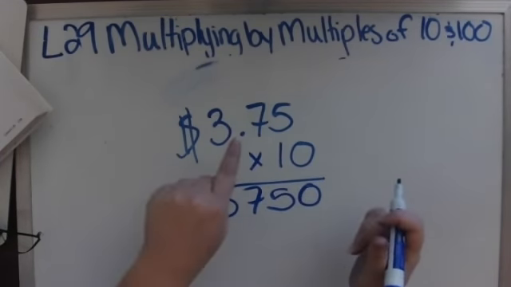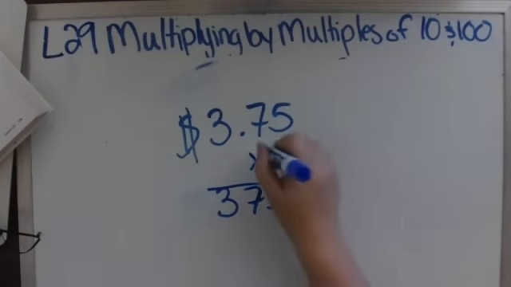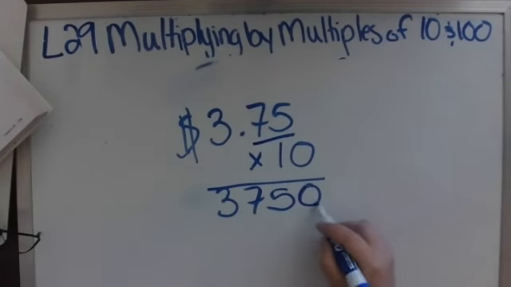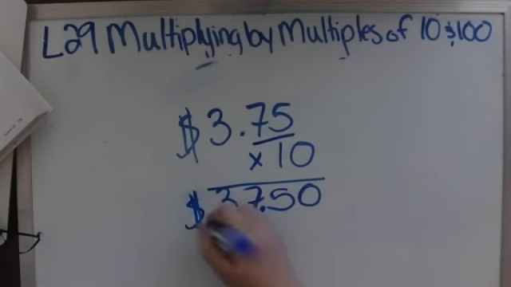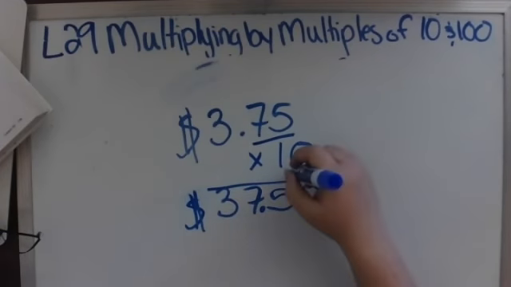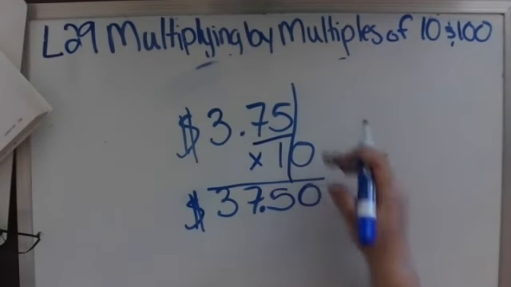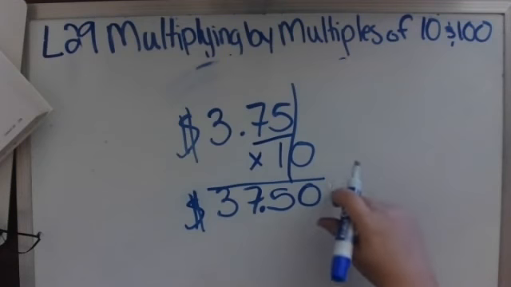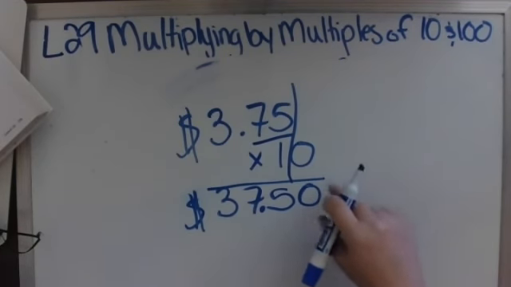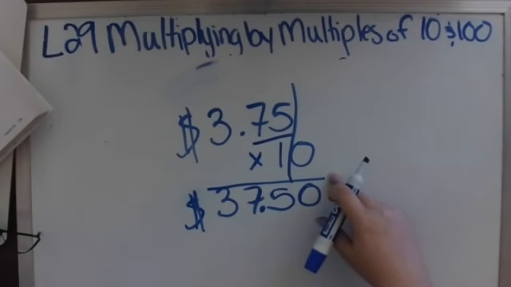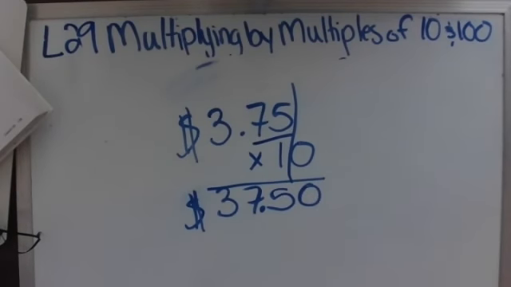Now remember, for your decimal when you're working with money, you only have 2 decimal places, which means I'm just making sure I have 2 decimal places. So you get $37.50. Okay, this is the offset method. You're just kind of ignoring that 0 for the moment and putting it down into your answer later. But you do have to remember to put it down into your answer. If you do not, you're going to get the wrong answer. That is lesson 29, multiplying by multiples of 10 and 100.